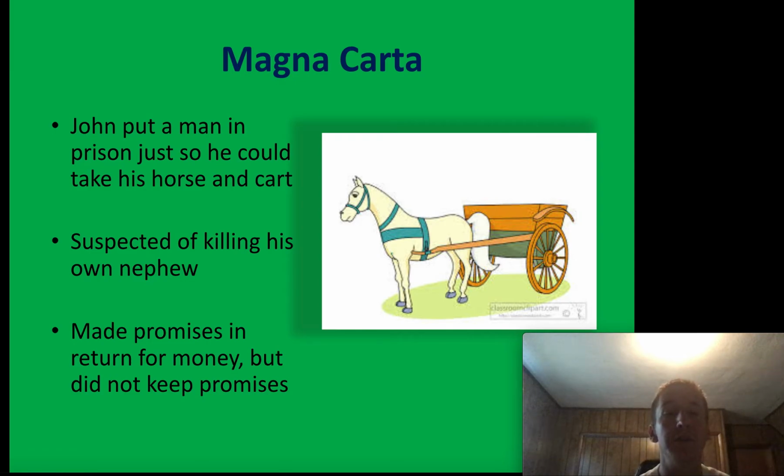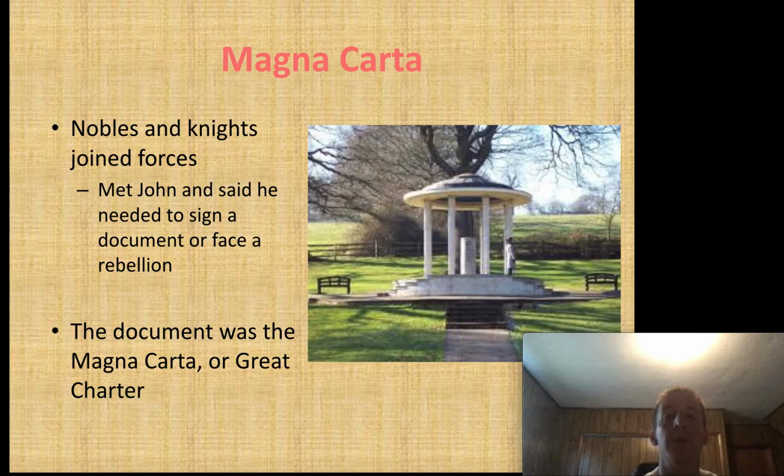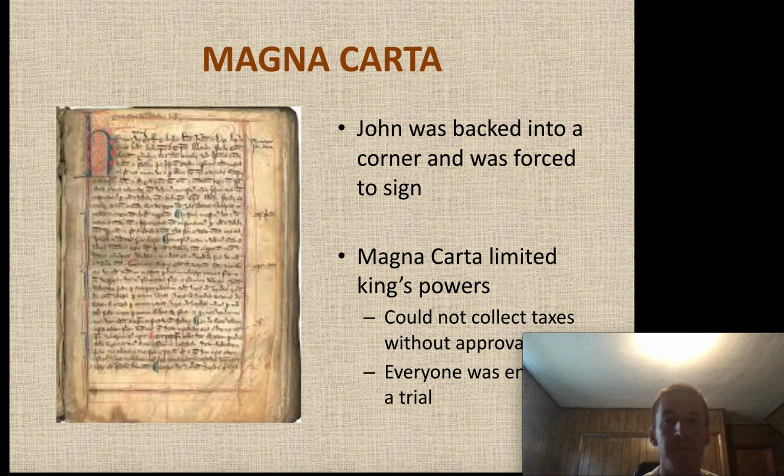He also was suspected of killing his own nephew, and he would make promises in return for money, but then he just wouldn't keep his promises. So the nobles and the knights are going to join forces. They meet John, and they say that he needs to sign a document or face a rebellion. The document was the Magna Carta, or Great Charter. John was backed into a corner, and he was forced to sign.